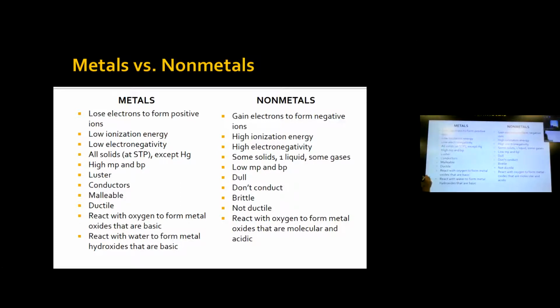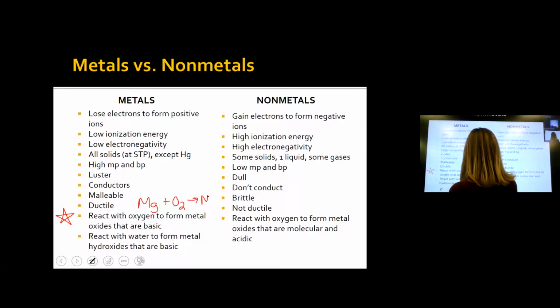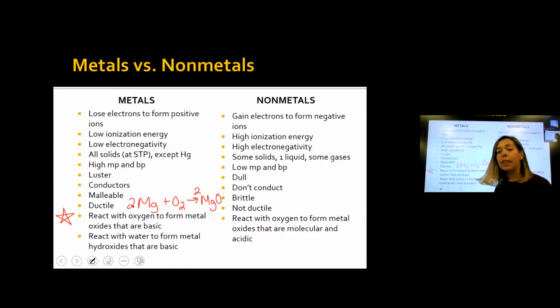So metals react with oxygen to form oxides that are basic. If you want to think about that, it could be like magnesium. So magnesium solid plus oxygen gas would form magnesium oxide, MgO. We made a 2 there and a 2 there. That magnesium oxide would be basic.